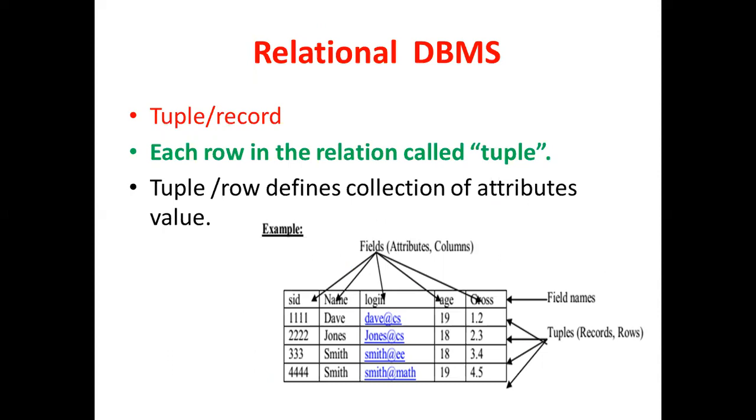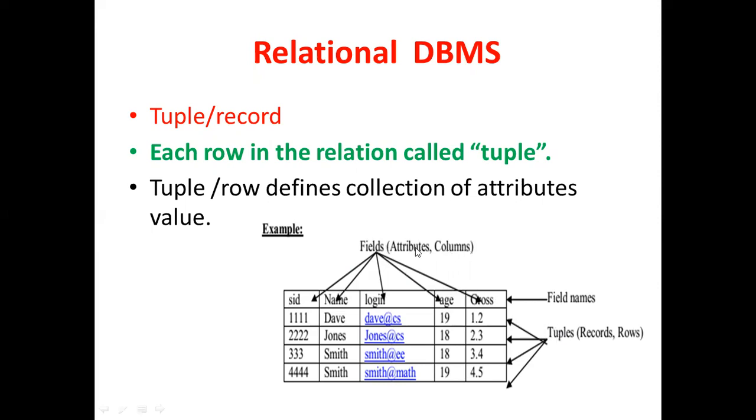That means any table has its attributes, or you can say columns, and the rows are also called records or tuples. Each row in the relation is called a tuple. A tuple or row defines the collection of attribute values. For example, I have just considered over here a table. Now we are calling it a relation. This relation has different kinds of attributes, that means columns. Columns are also called fields. Rows may be called records or tuples.